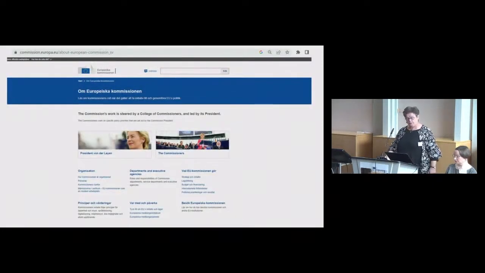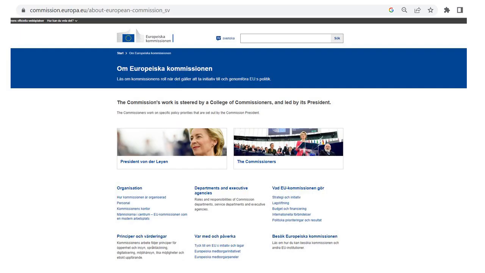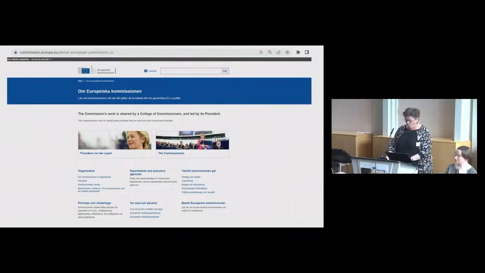This is from the European Commission, and I asked them to translate this web page to Swedish, because that is an option. But there are parts of it that were not translated. In the center column, the first one, departments and executive agencies, that part was not translated. Not easy to find, then.